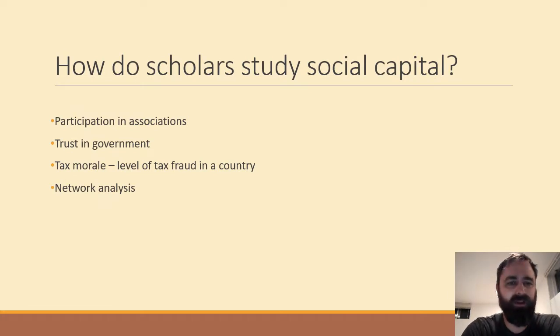So, which leads us to the next point. How do scholars study social capital? A few simple ways they have historically is looking at how people are participating in associations. We make the assumption that if people are participating in associations, they are building social capital as they associate with each other. Another way we might study it is to study its effects, right? If we can understand how much people trust the government, we assume that that trust comes from social capital. That may or may not be a good assumption, but that's an assumption we make in those types of studies. In a similar vein, we could look at tax morale, which you can think of as the level of tax fraud in a country, right? If I'm willing to give my country money, that says something about how I feel about all the people that I'm here in the country with. And then finally, we have network analysis, which is a very common, maybe the most popular way to try to study social capital.